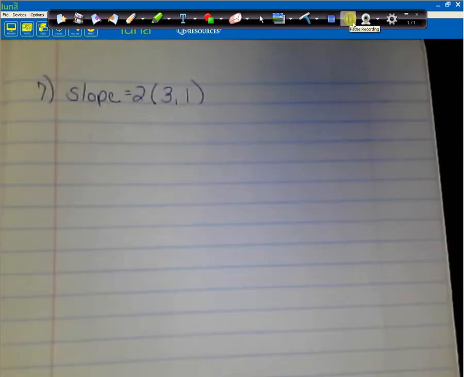All right, here's number 7. Go ahead and write it down. Slope equals 2, and you have the point 3, 1. Again, our instructions are the same here. Given the point and slope, we're going to write an equation in point slope, slope intercept, and standard. And again, we have to start with point slope because we're given a point and the slope.